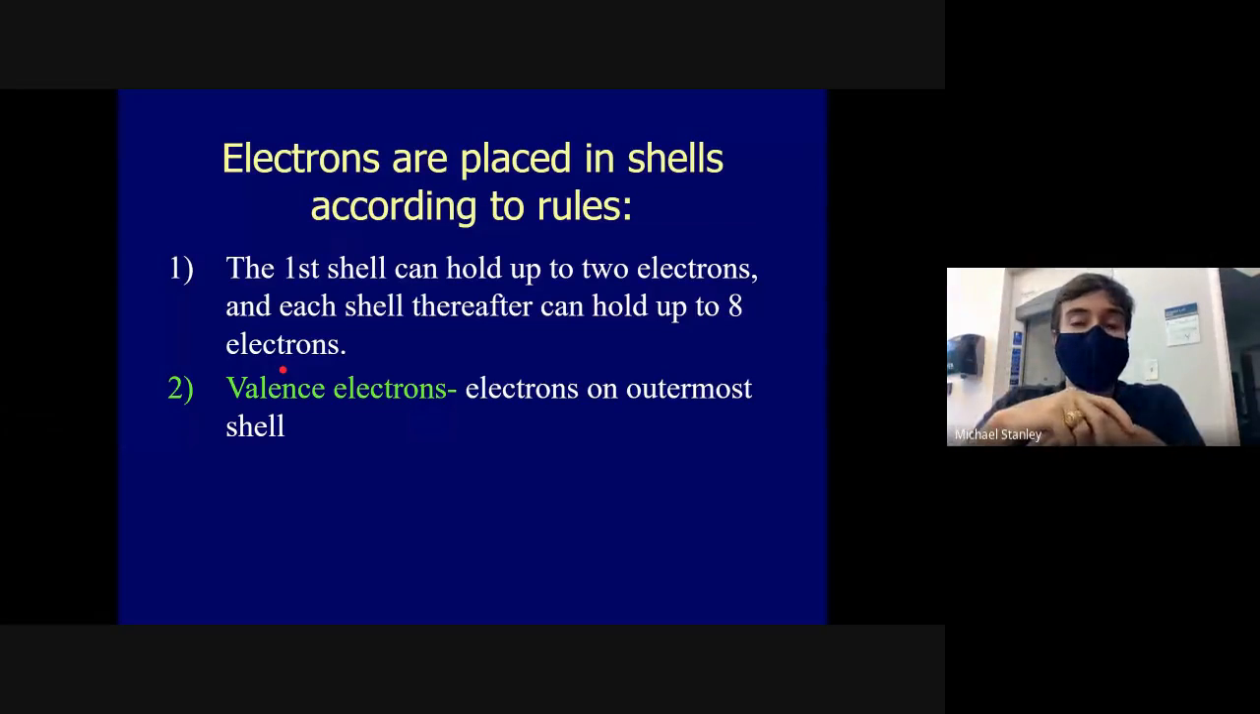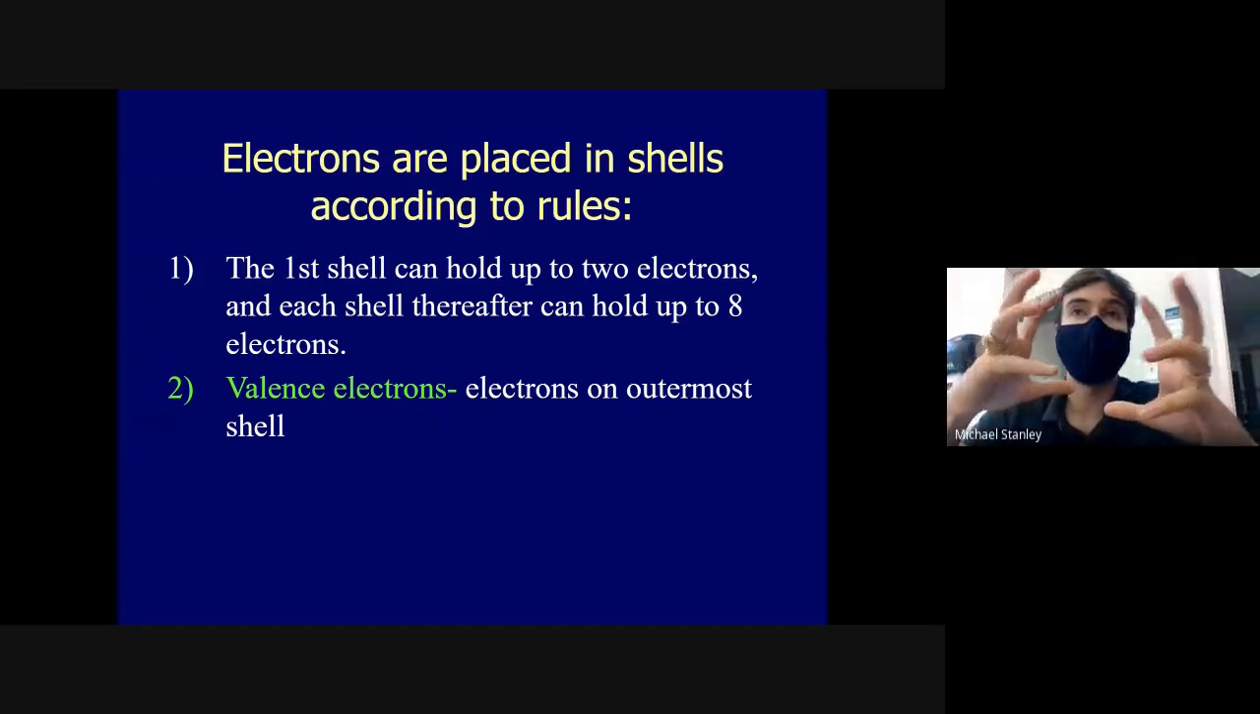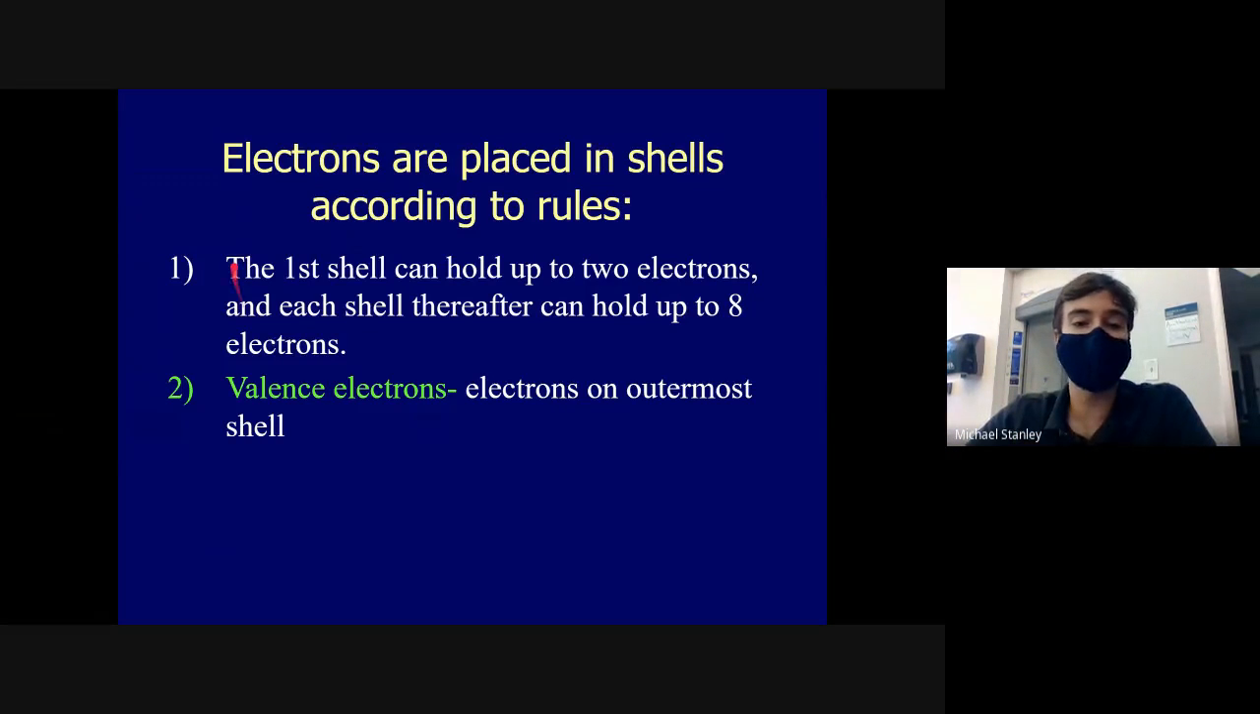So we have these electrons. They're on these shells, and they're added there based on these rules of 2 and then 8 and then 8. And our valence electrons are the most important ones.